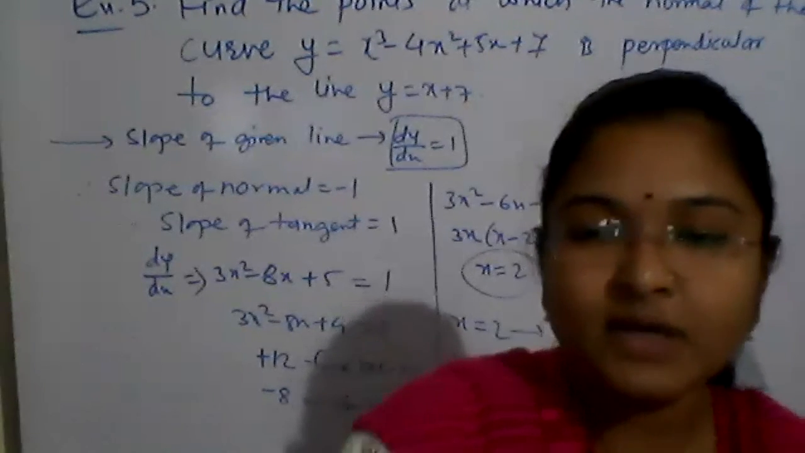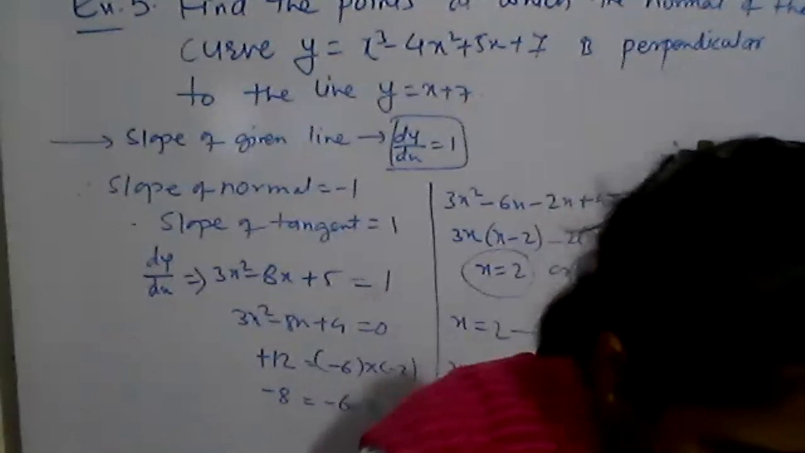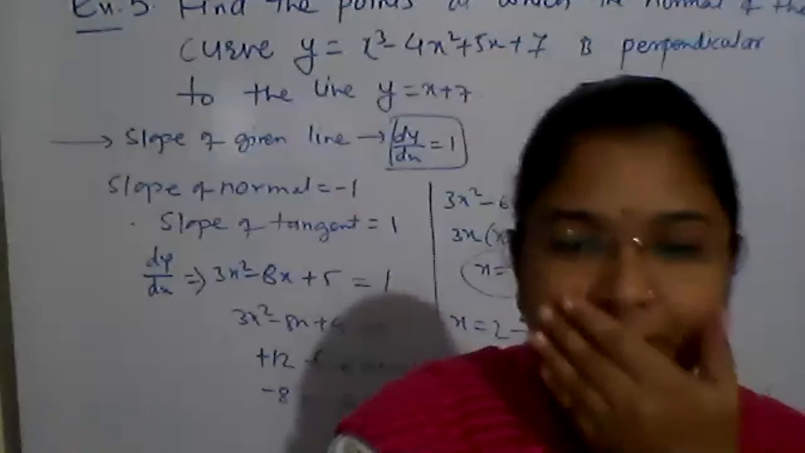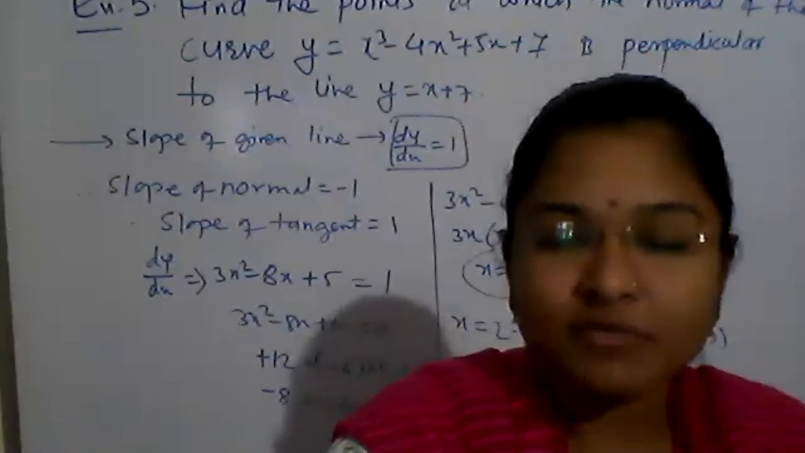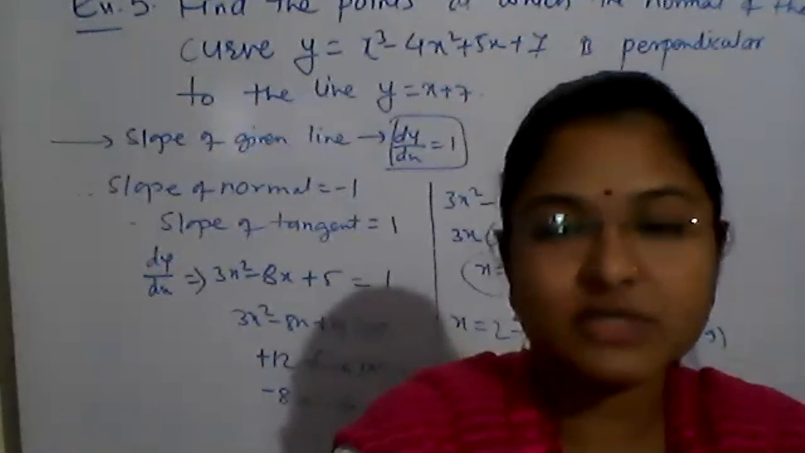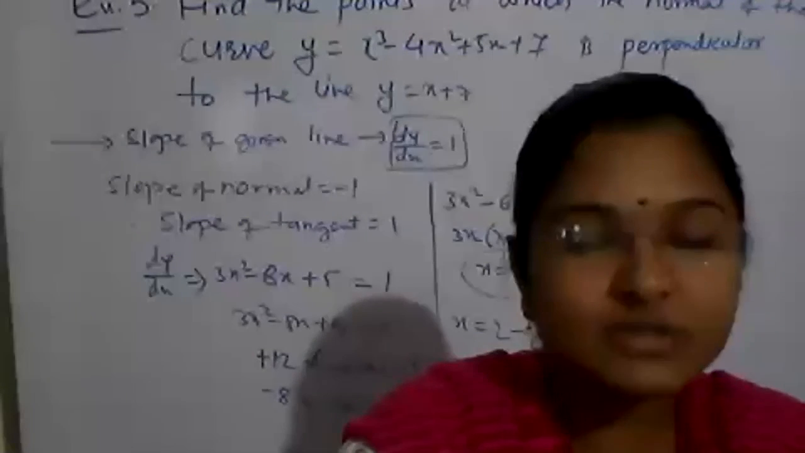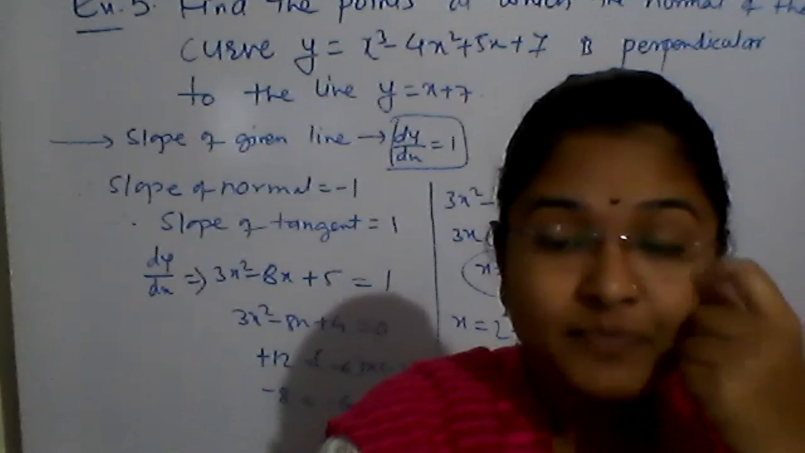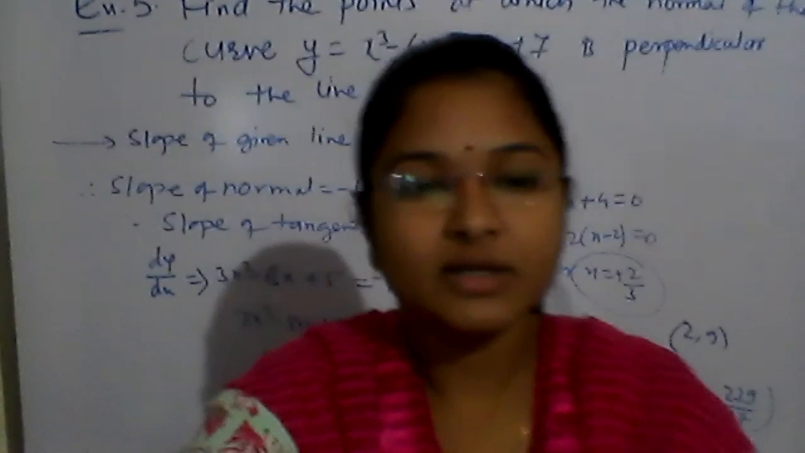We will see where the equations of the tangents and normals pass through a point given outside the curve. We'll see now how to find the equation of tangent and normal when the equation of the curve is given and the point outside the curve is given, which is not on the curve. Using that we have to find the equation of tangent and normal. That we'll see in the next lecture.